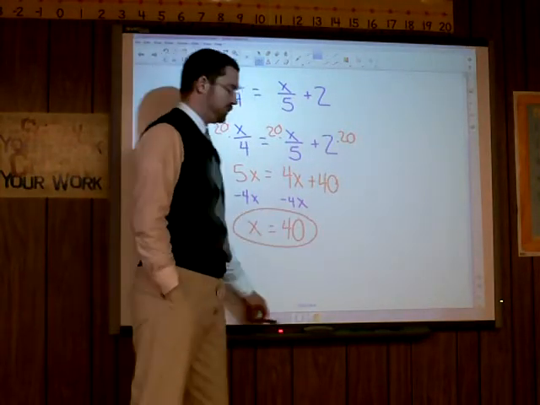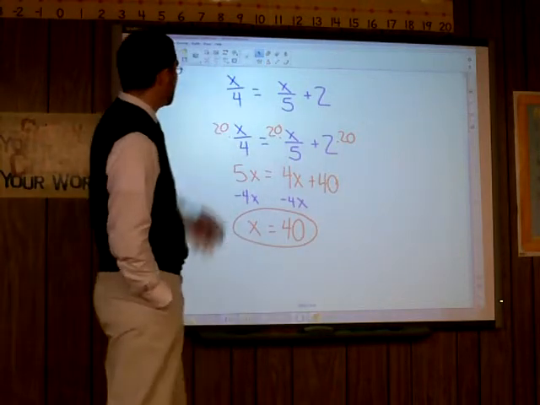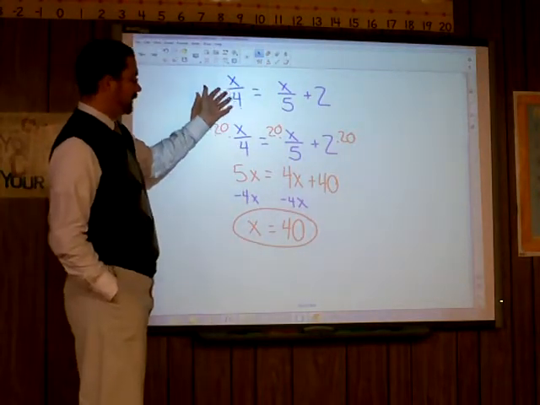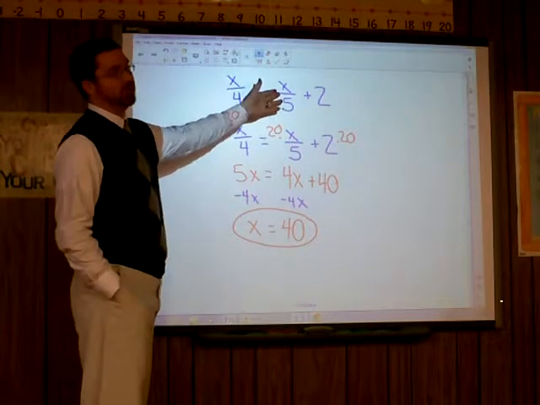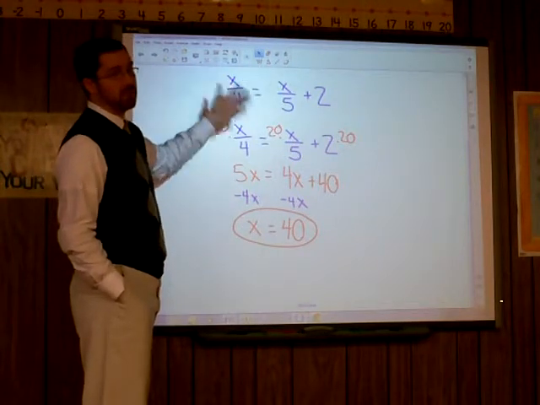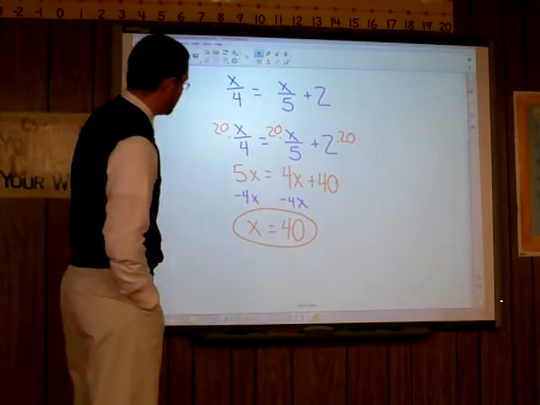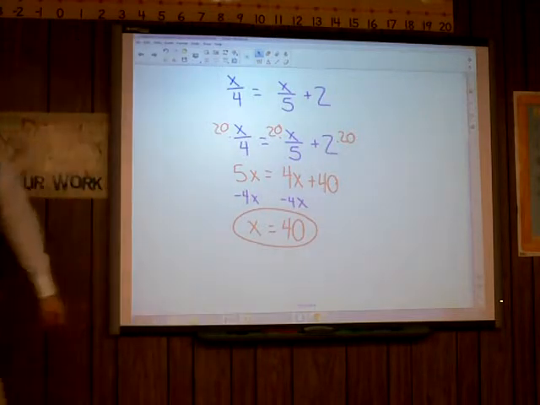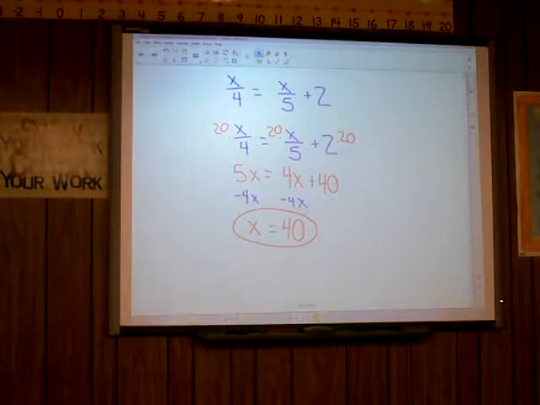And you can even double check that. 1/4 of 40 is 10. 1/5 of 40 is 8 plus 2 is 10. Okay? You can double check yourself there. Okay? So that's one of the ones that's a little more manufactured here. But this will actually give us a good little review of the ratios as well.